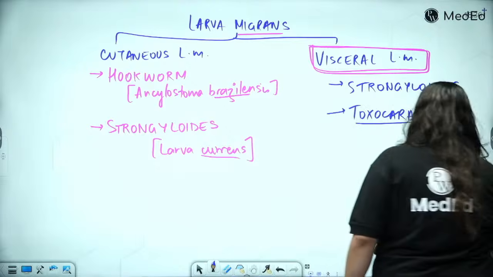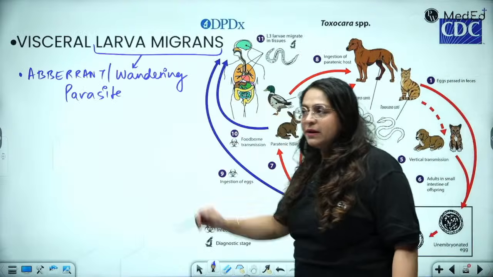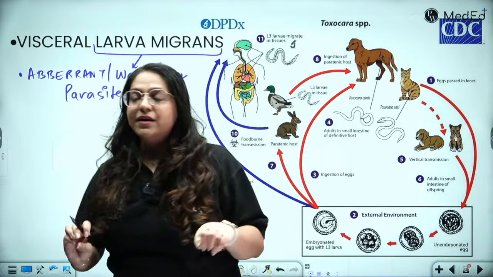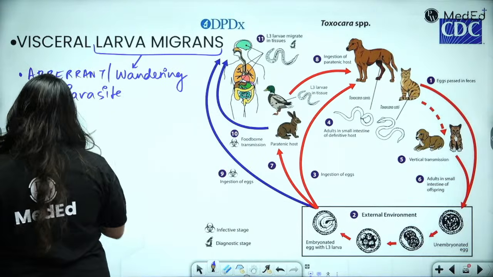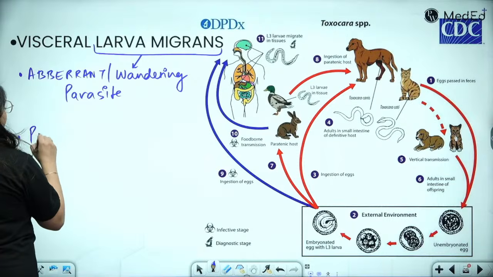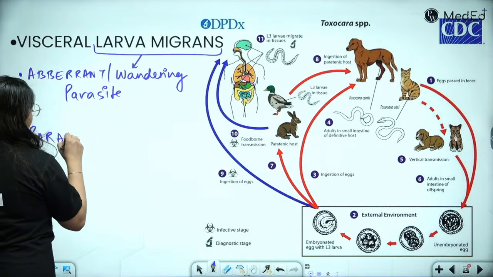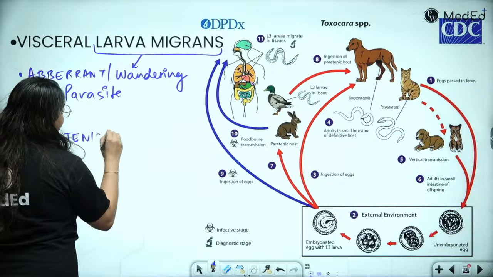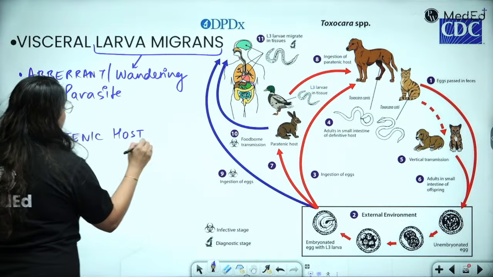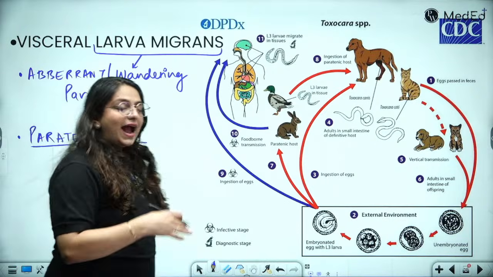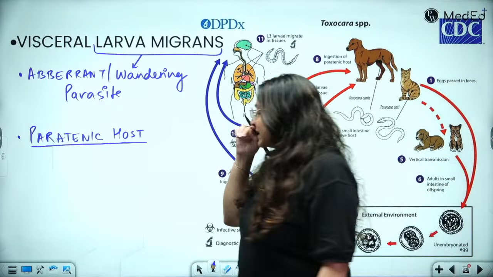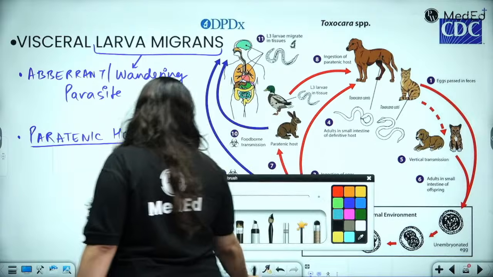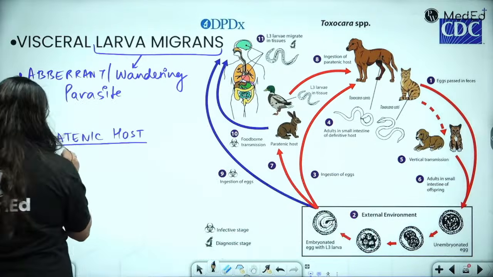Now, this is an aberrant parasite or wandering parasite. It has entered an accidental host or a paratenic host. What is a paratenic host? A paratenic host is somebody who's not needed in the life cycle, and in this guy, the life cycle gets arrested. What is the meaning of this? I will just tell you.